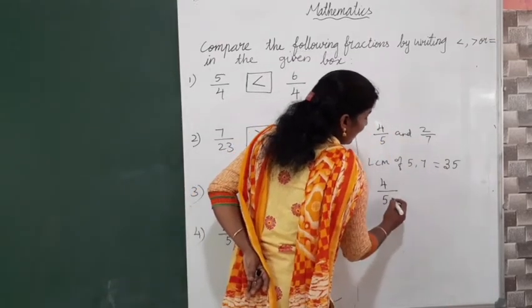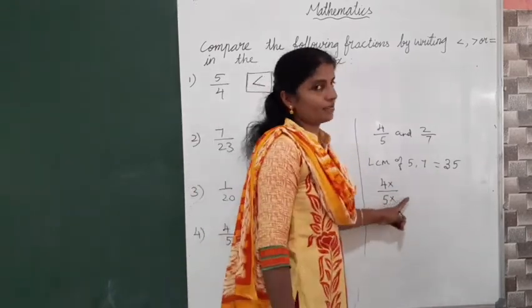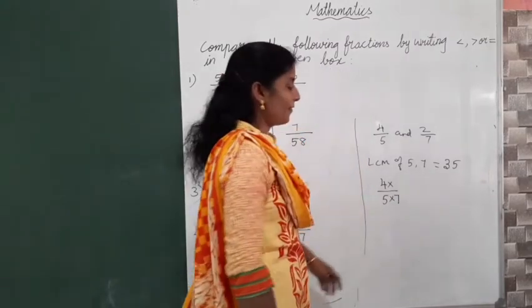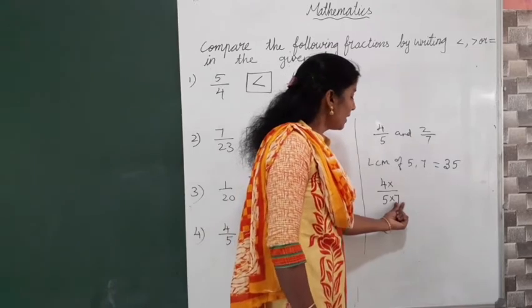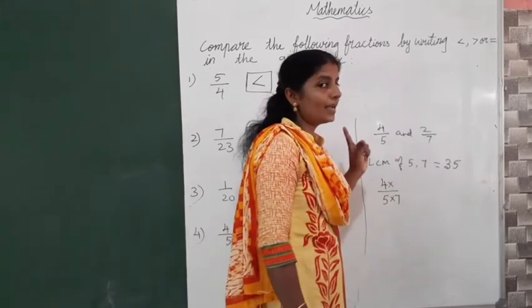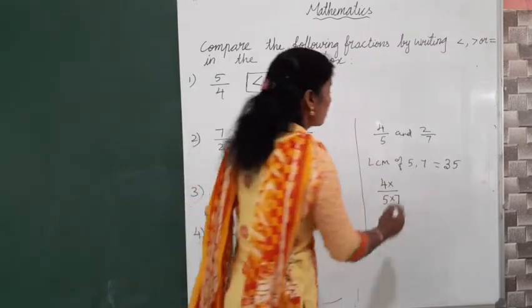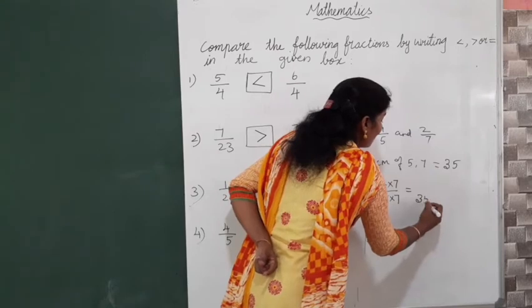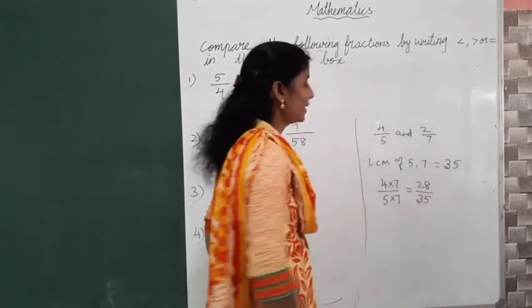Now 4 by 5. In the 5 table, 7 times gives 35, isn't it? 5 sevens are 35. I multiplied by 7 in the denominator, so we must multiply by 7 in the numerator also, isn't it? So 5 sevens are 35, and 7 fours are 28. Okay.